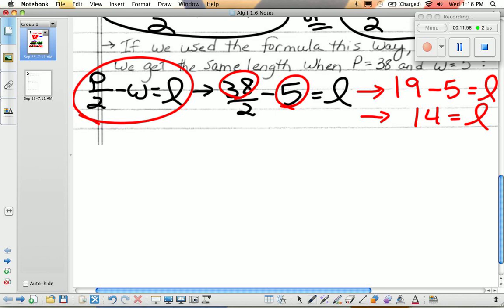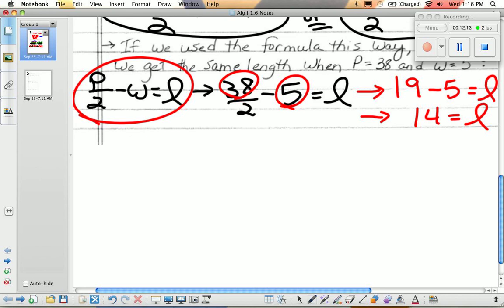Questions so far before they pull me out of here? Dylan? I'm confused with the division or whatever you did with the 38. Oh, and yeah. Oh, never mind. Separate. Okay. All is well?